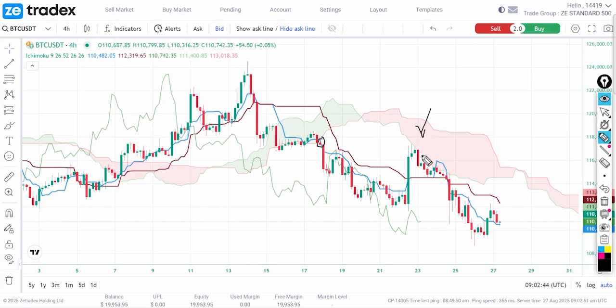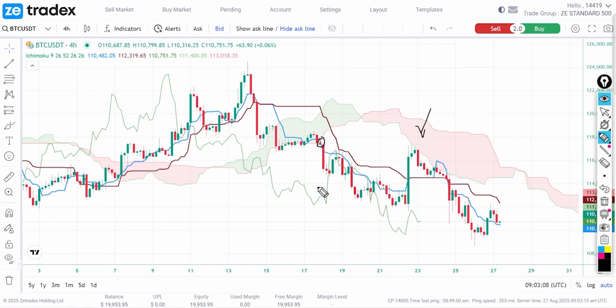The next thing that you need to make sure of is that the conversion line crosses below the baseline, and we talked about the conversion line. The conversion line is the blue line. We need to see the blue line cross below the maroon line so that the blue line is below it.